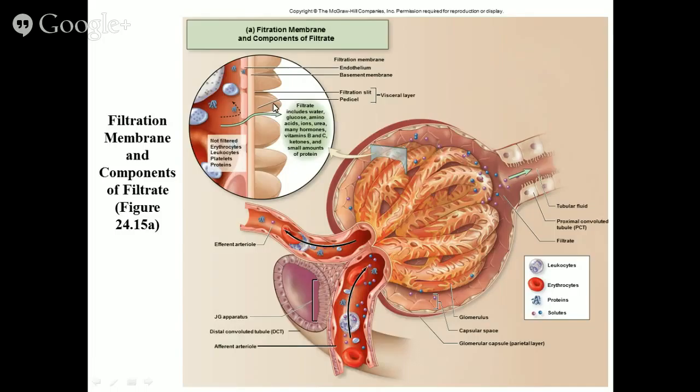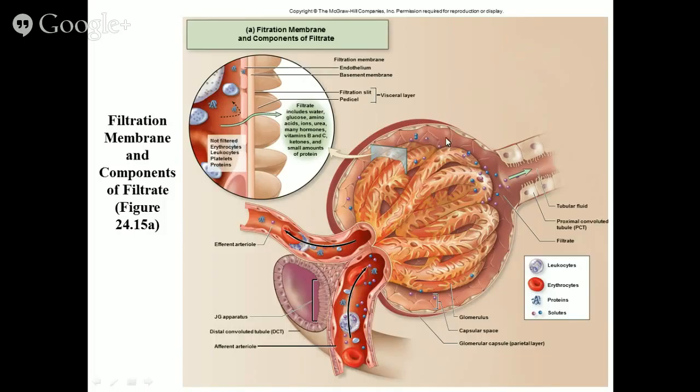So when you zoom in here, look at that. The red blood cells, they're too big to fit through the slit. White blood cells, too big to fit through the slit. Plasma proteins, look at that. They bounce right off. They're too big to fit through the slit. However, things like solutes, water, glucose, amino acids, ions, urea, hormones, vitamins, ketones, and really, really small amounts of protein, very small proteins, are all fitting out through these capillaries, and they're winding up out here in the capsular space.